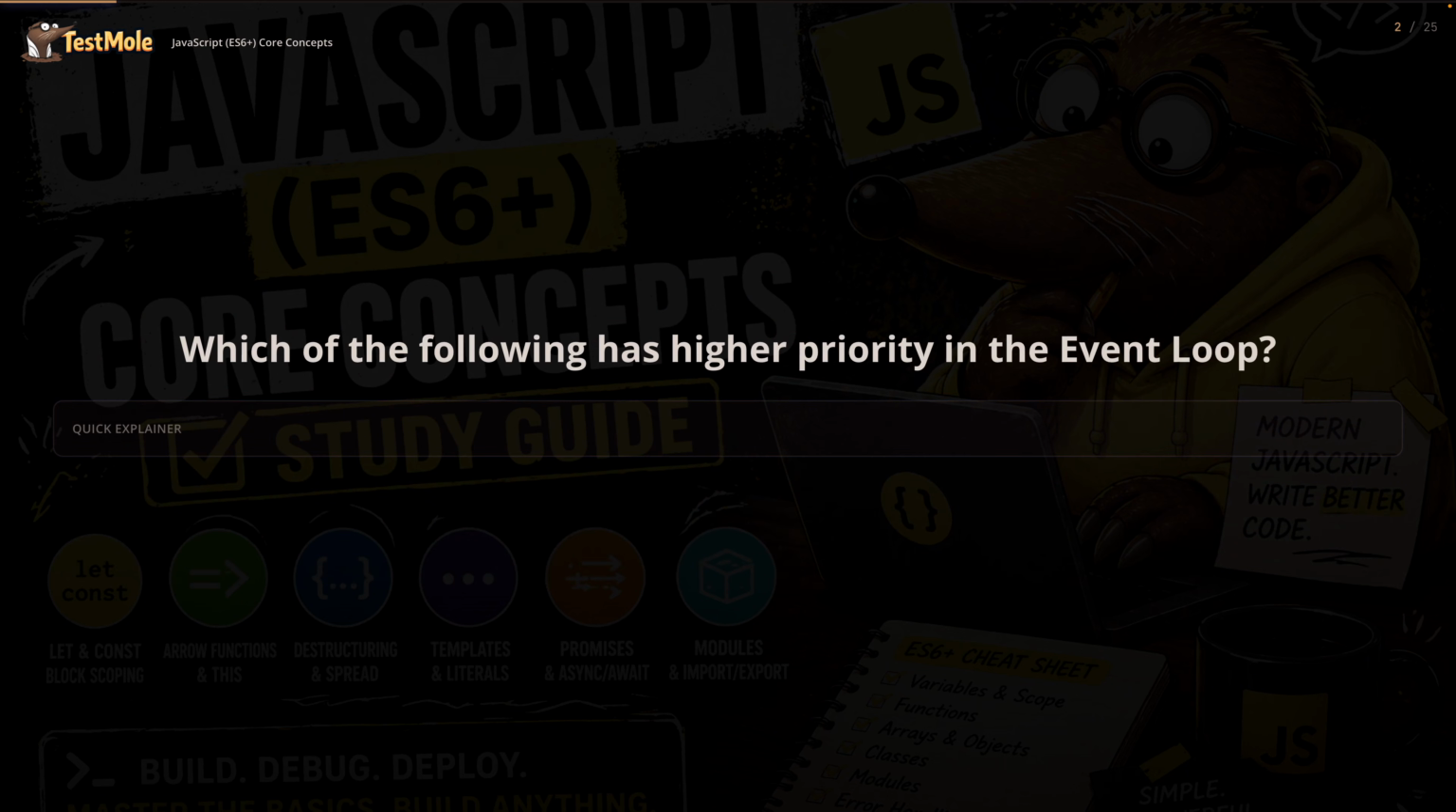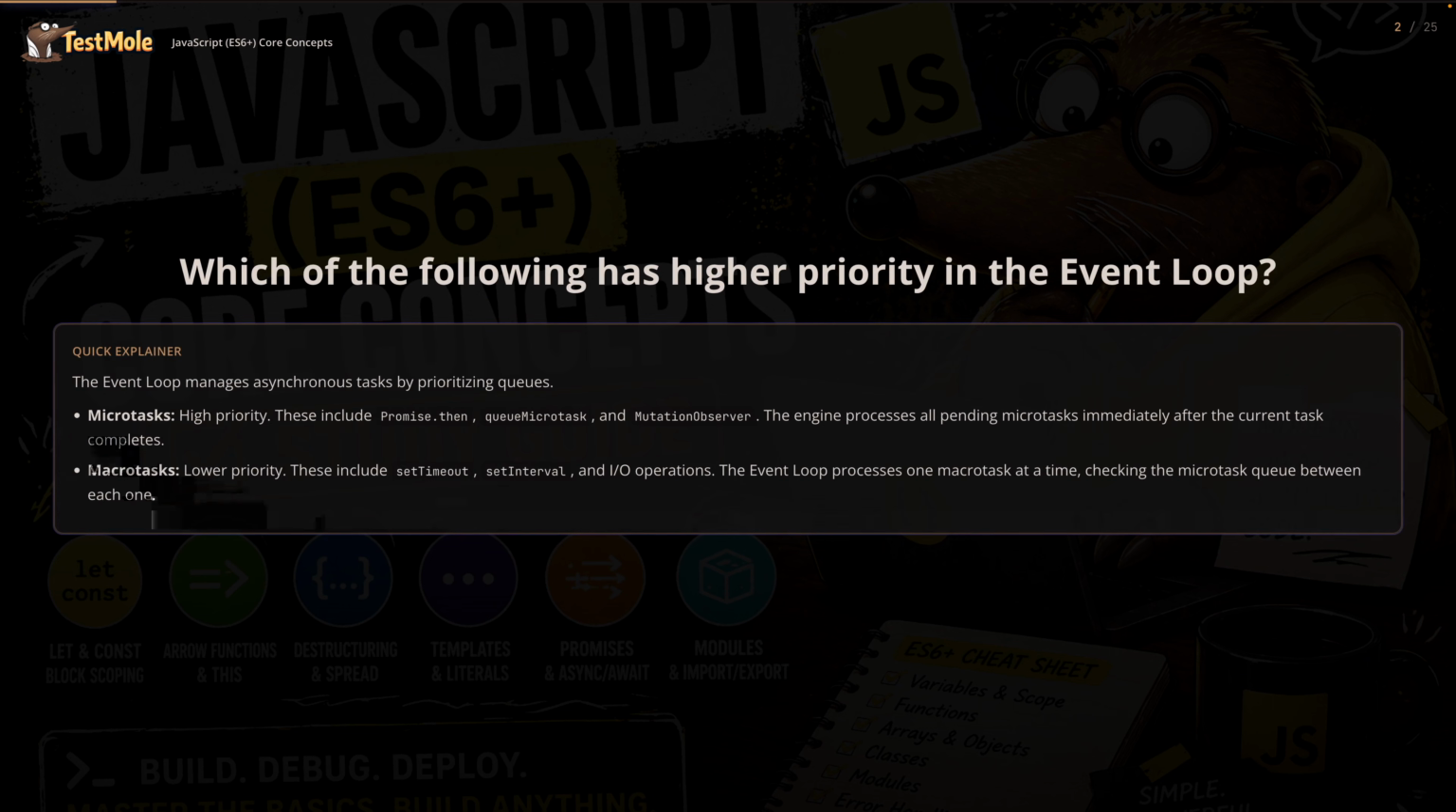Which of the following has higher priority in the event loop? The event loop manages asynchronous tasks by prioritizing queues. Microtasks, high priority. These include promise.then, queueMicrotask, and mutation observer. The engine processes all pending microtasks immediately after the current task completes. Macrotasks, lower priority. These include setTimeout, setInterval, and I/O operations. The event loop processes one macrotask at a time, checking the microtask queue between each one.